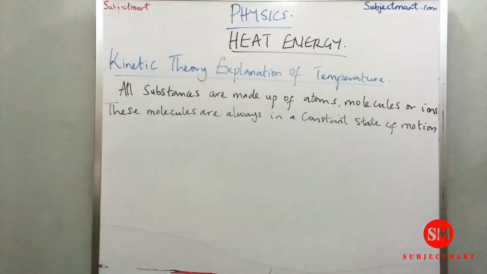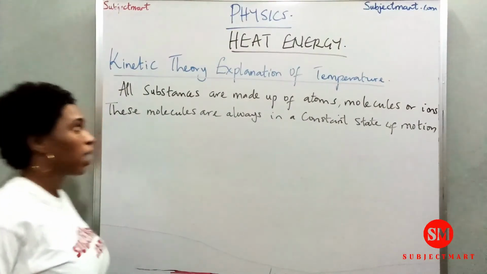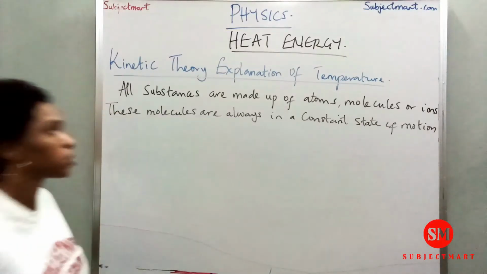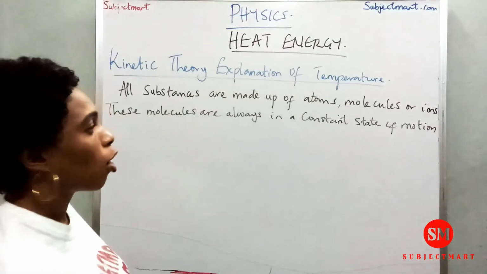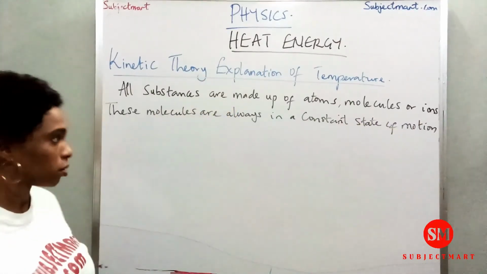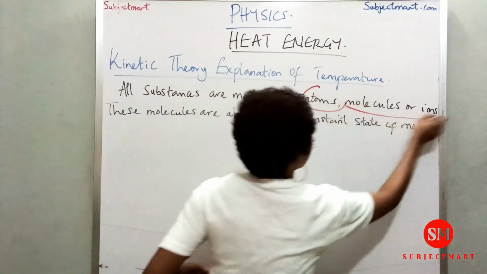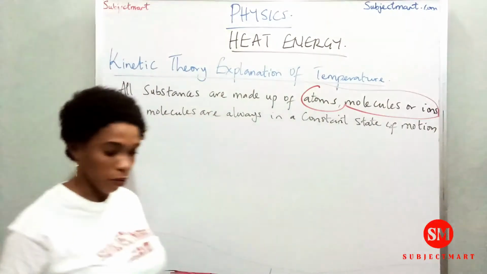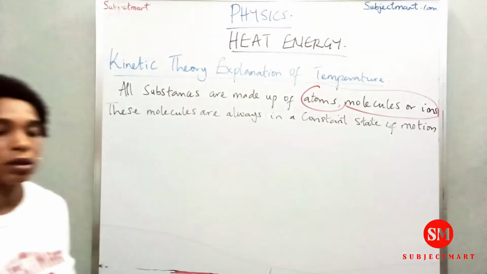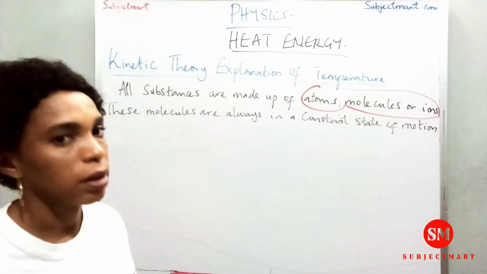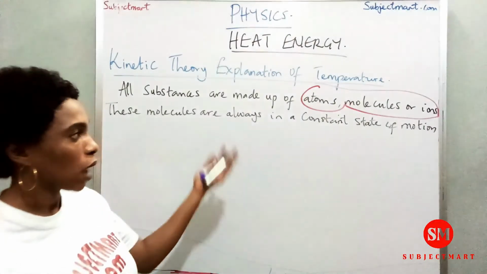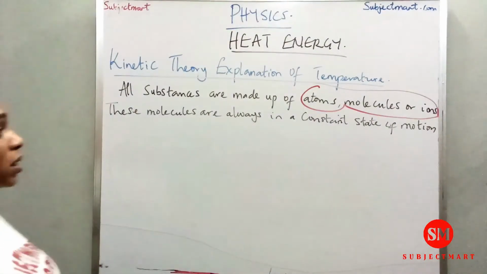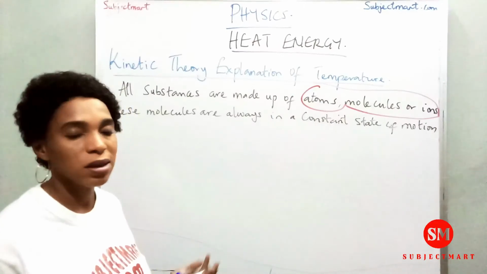So our second objective says kinetic theory explanation of temperature. Here we have: all substances are made up of atoms, molecules, or ions. Let's take note of that. These molecules are always in a constant state of motion. So we know that all substances are matter, and matter is made up of atoms, molecules, or ions. So according to the kinetic theory, these molecules are always moving, they are always in a state of motion.